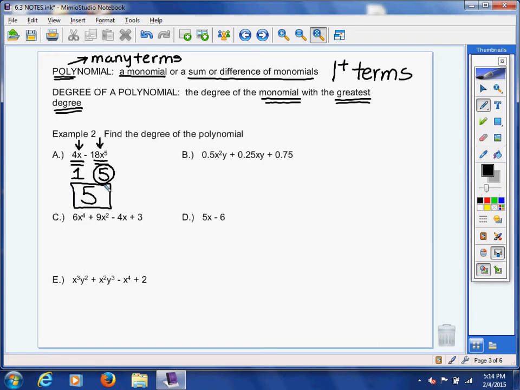Did you see what I did there? I found each individual monomial's degree. And then I circled the one that was the bigger of the two. And that's the degree of the entire polynomial.